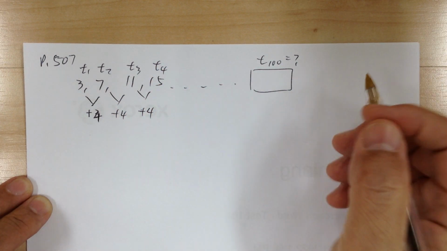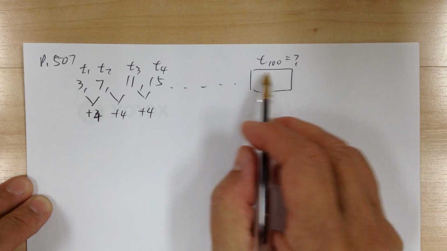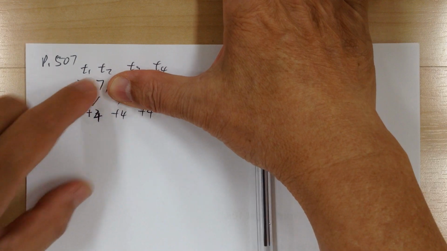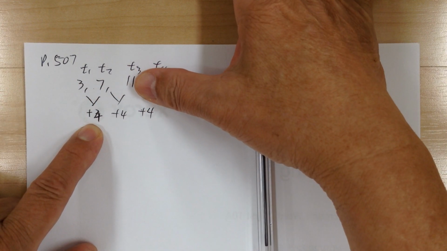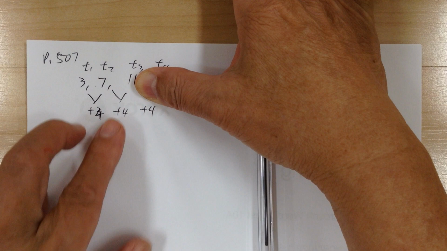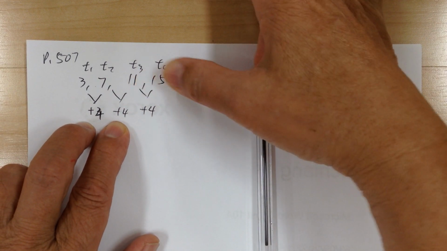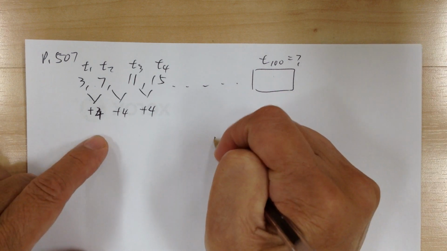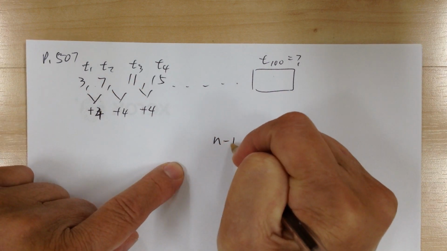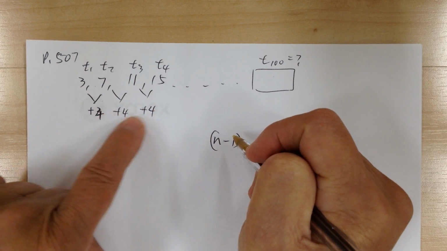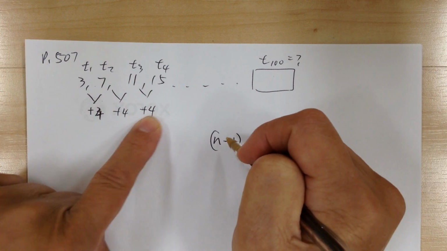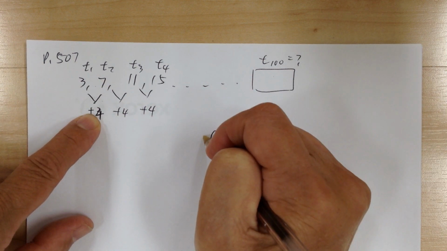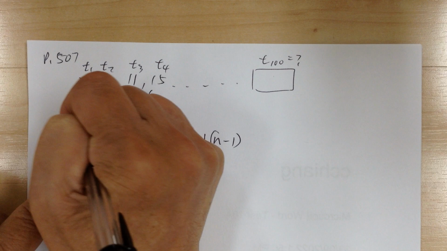First you have to figure out how many gaps there are from here to here. Notice that when you have two numbers, there's one gap, or one increment. When you have three numbers, there are two gaps. When you have four numbers, there are three gaps. So n is the number of terms, and n minus 1 gives you the number of increments. Then you multiply by each increment, which is d. Over here, d equals 4.